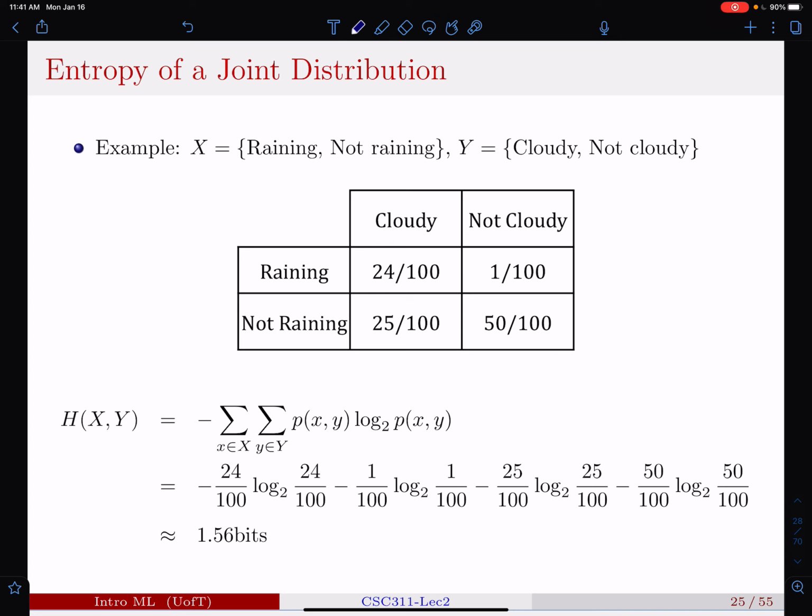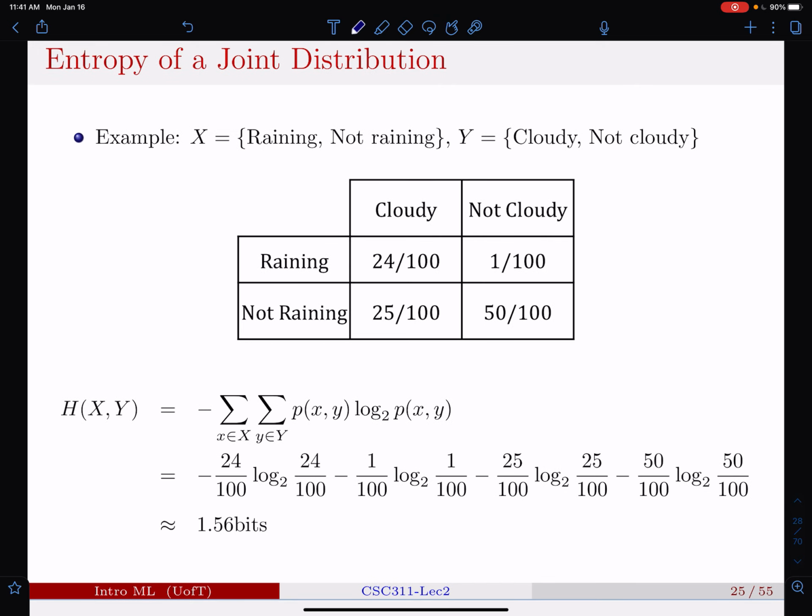So I guess this example does make sense in that if it's raining, it's a lot more likely to be cloudy than not cloudy, whereas if it's not raining, there's still a slight chance it's cloudy, but more likely than not, it's not cloudy.